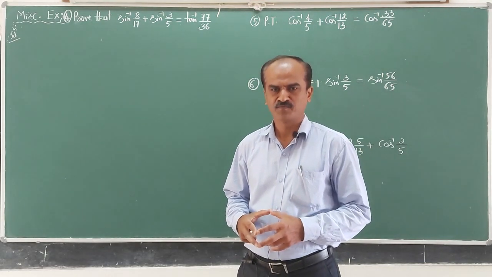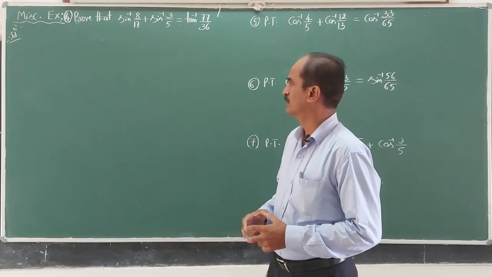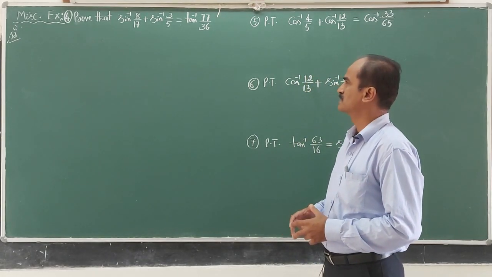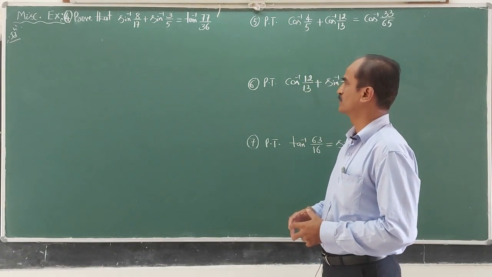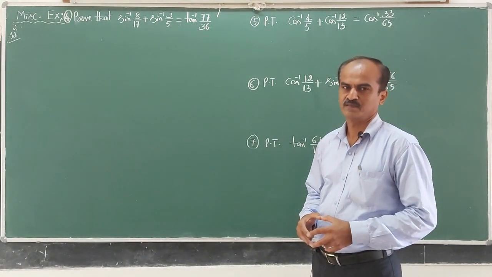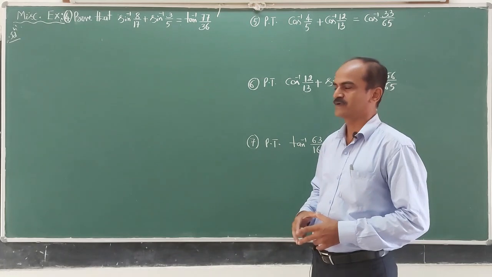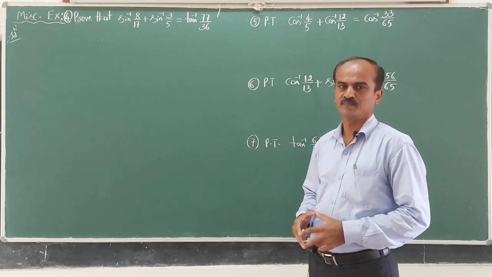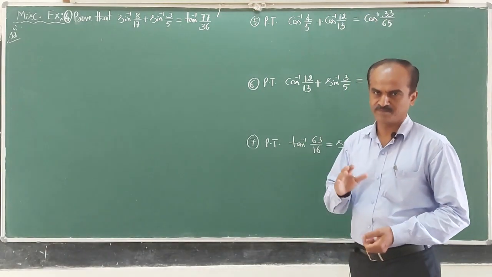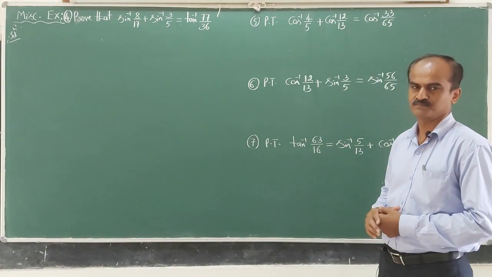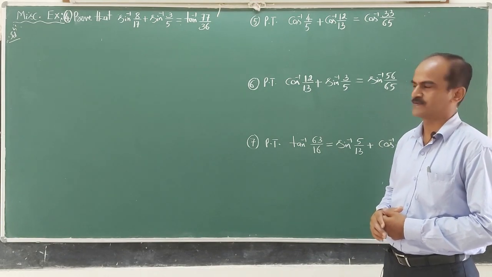In example 4, required to prove that sin inverse 8 by 17 plus sin inverse 3 by 5 equal to tan inverse of 77 by 36. This kind of example we already did. Once again, let me explain. By this, definitely we will be able to answer these questions 5, 6 and 7.